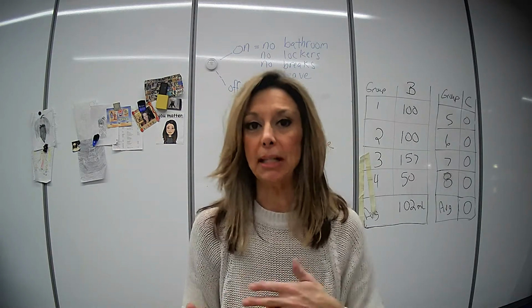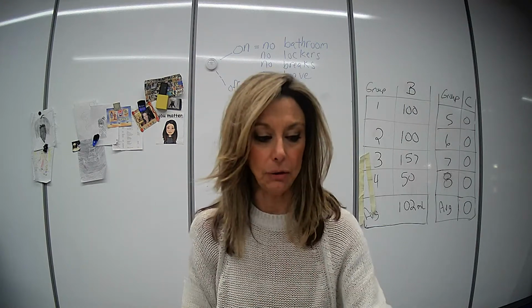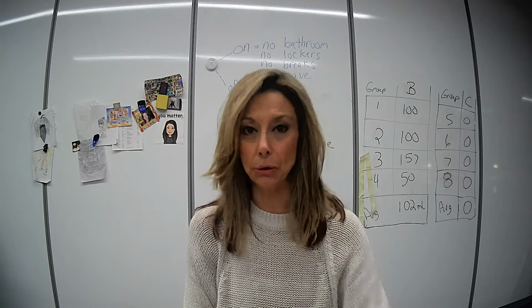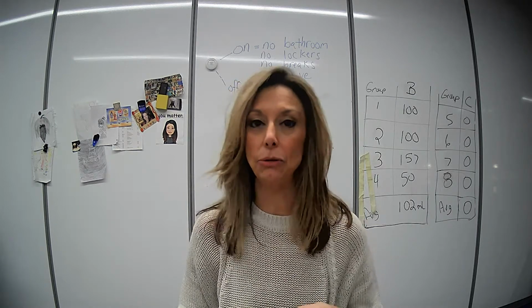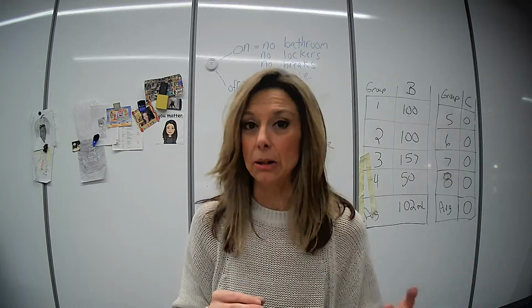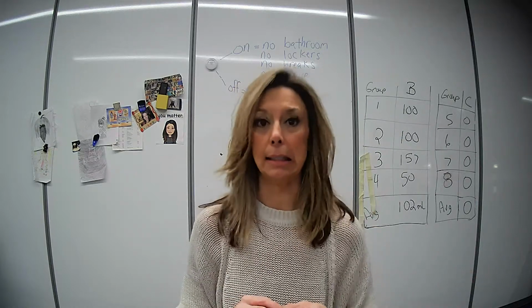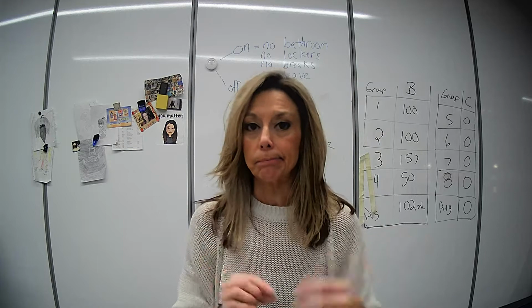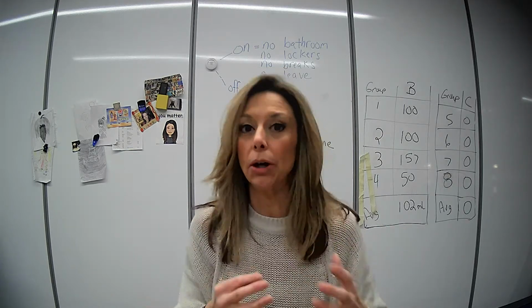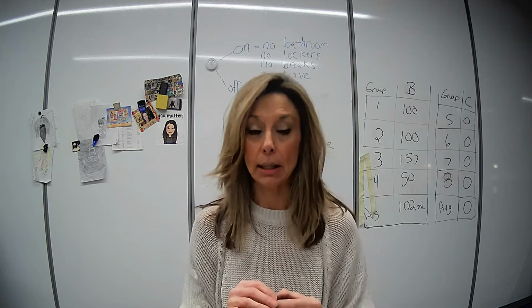So each group has been given an object, and you have to come up with 10 qualitative observations. So those would be observations that you use to describe the appearance. Is it shiny? Is it dull? Is it bendable? Is it flammable? Is it magnetic? So ways that we can use words to describe our object.